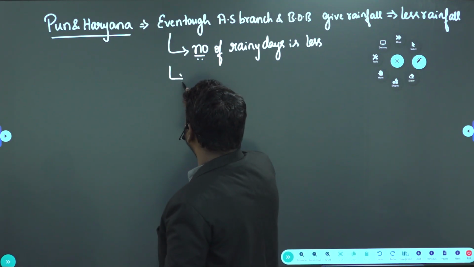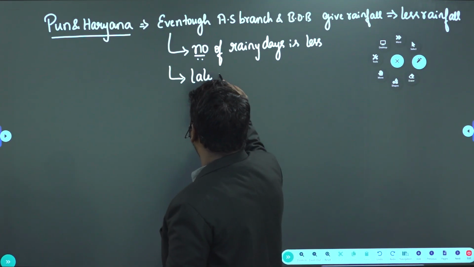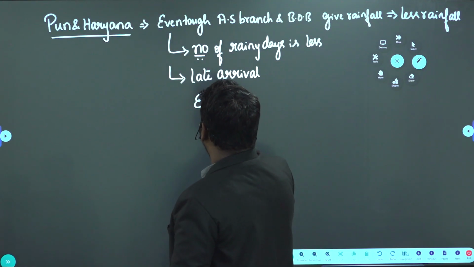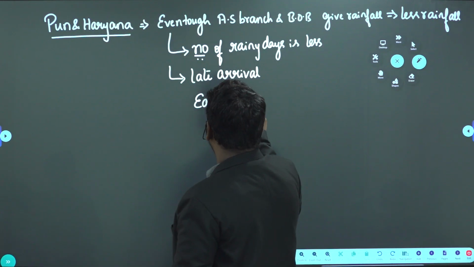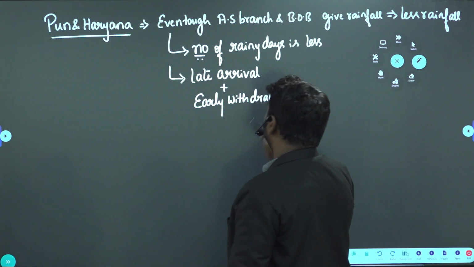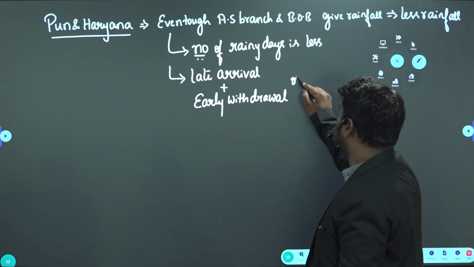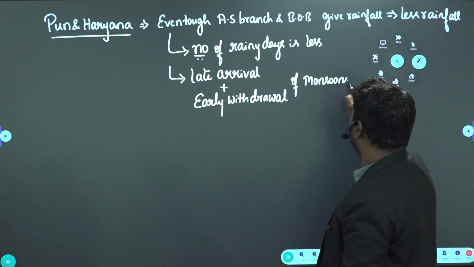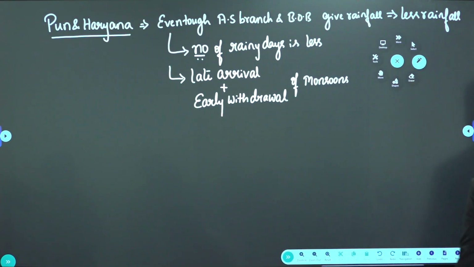The reason for this is late arrival and early withdrawal of monsoons. Fine. Late arrival, early withdrawal of monsoons leads to Punjab and Haryana getting least rainfall.